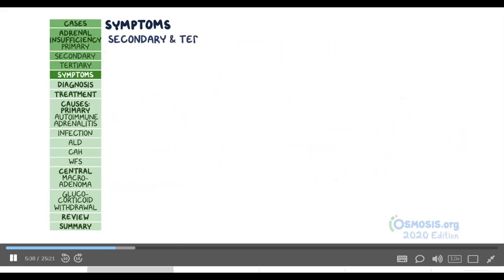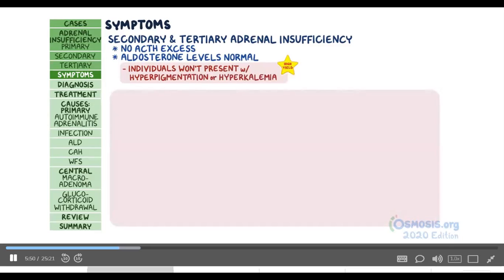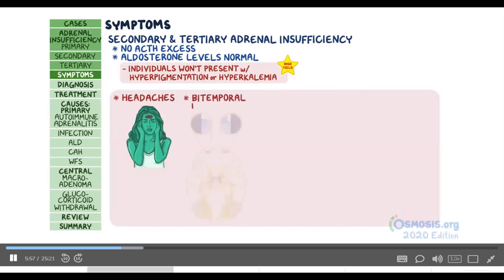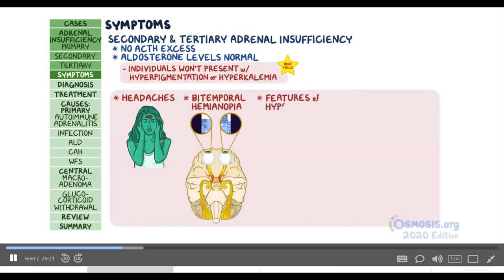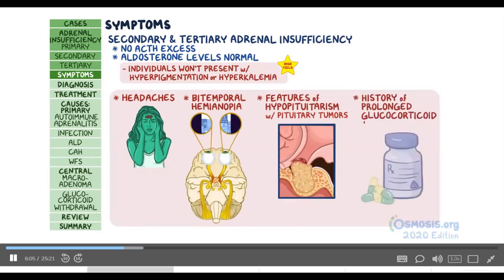Now, in secondary and tertiary adrenal insufficiency, because there's no ACTH excess and aldosterone levels are normal, individuals won't present with hyperpigmentation or hyperkalemia. However, they might have symptoms pertaining to the underlying cause of insufficiency, such as headaches, visual abnormalities like bitemporal hemianopia, and features of hypopituitarism in those with pituitary tumors. Others might have a history of prolonged glucocorticoid treatment.